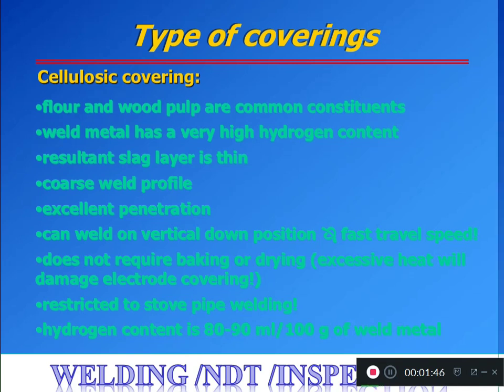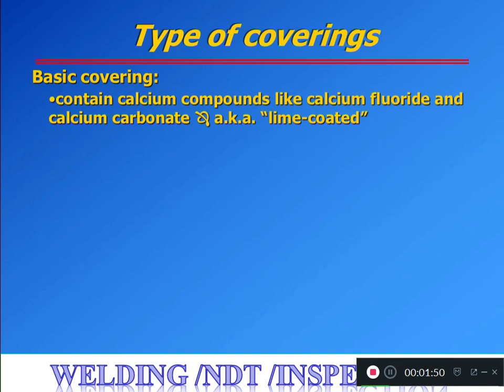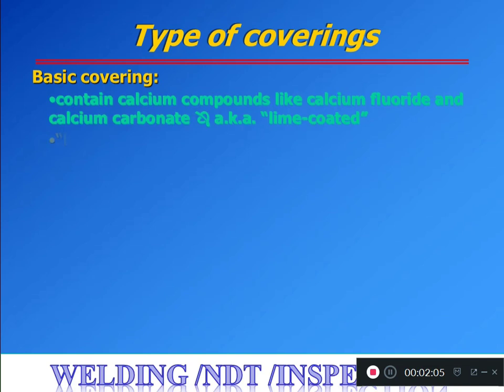So this is the cellulosic covering, and third is the basic covering. This is very important. What is the content in the covering? There are calcium compounds like calcium fluoride and calcium carbonate. That is the lime coating. So this is the covering of the basic coated electrode, calcium fluoride and calcium carbonate.